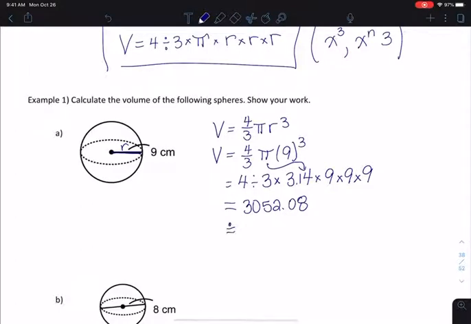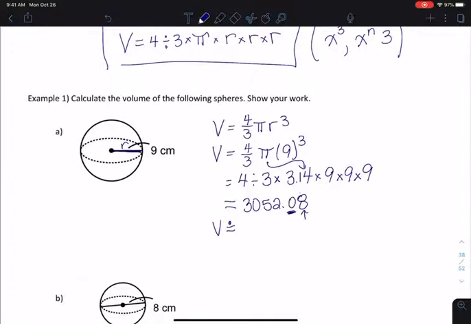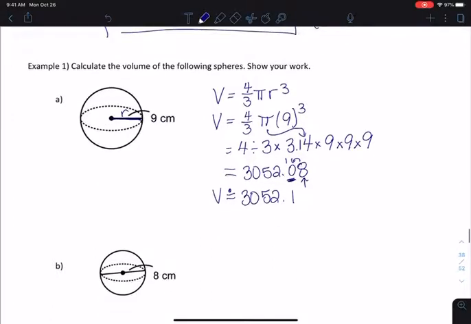So let's do that for this example. 1 decimal place would be right here. This number is bigger than 5, so it's going to make that number go up by 1. So this is going to be 3,052.1. And the units are cubed, so centimeters cubed would be the units.